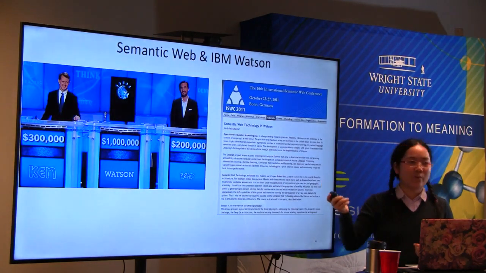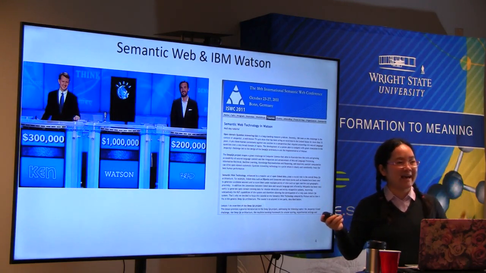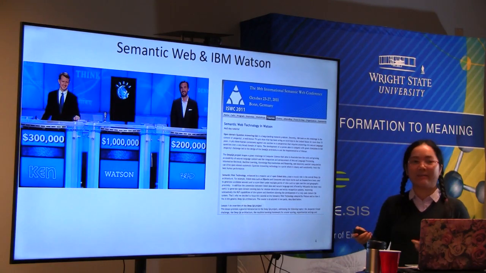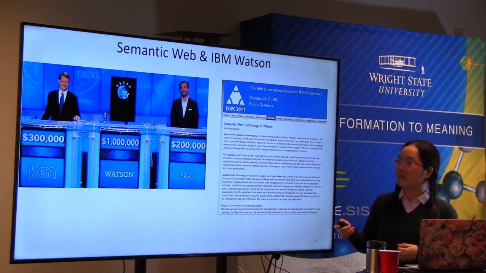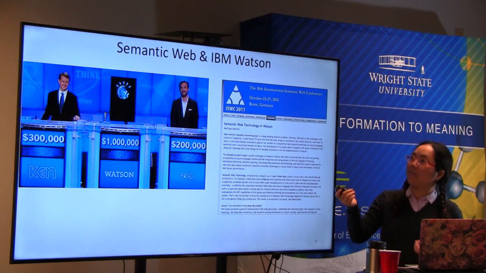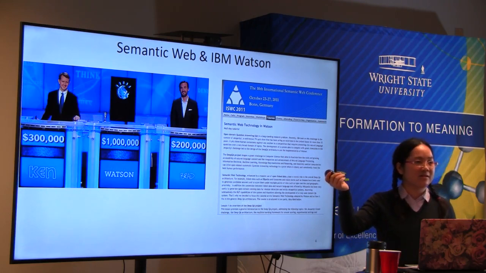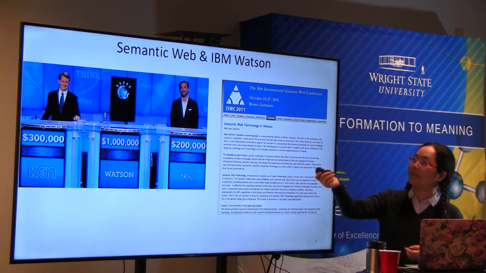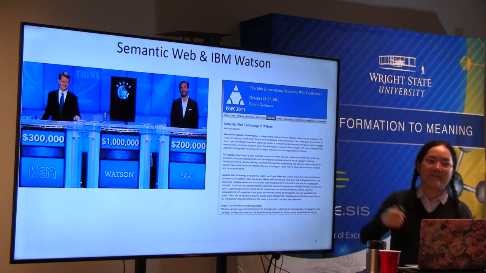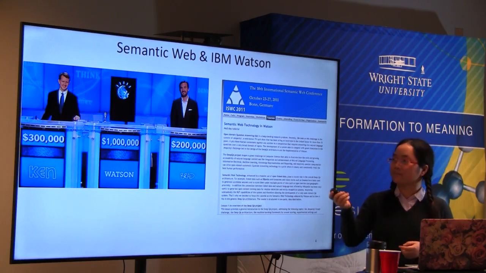Linked data with DBpedia, YAGO, and many other data sets has been employed by both industry and academic work. I think one of the most famous uses of the semantic web in industry is the IBM Watson work.